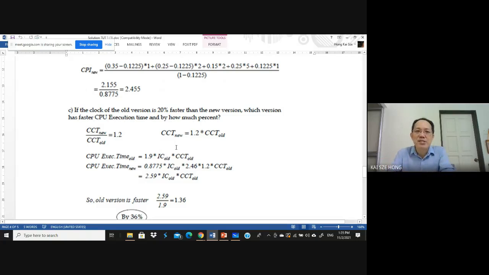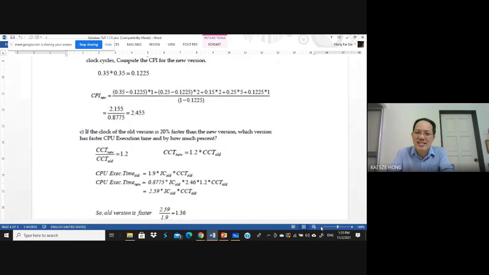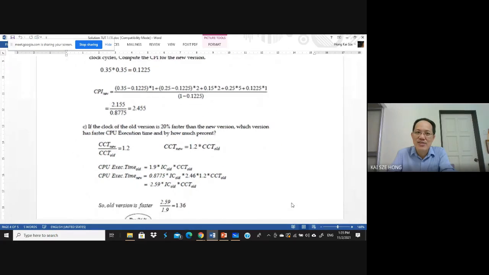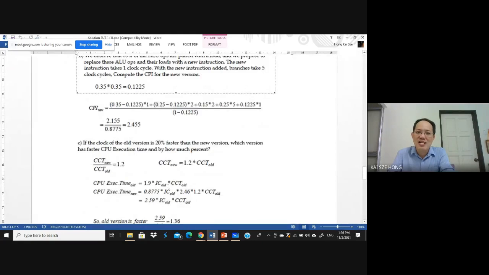So the CPU execution time for the old one is 1.9, right? Originally, we have 1.9 as the clock cycles per instruction. Then the new one will be 2.455, or 2.46 as an approximation. So the execution time here is 1.9 multiplied by the instruction count, which is 1, then multiplied by the CCTO, which is 1.